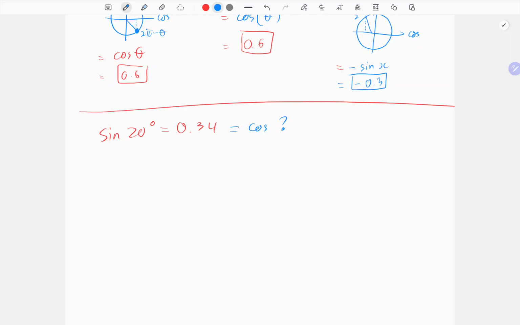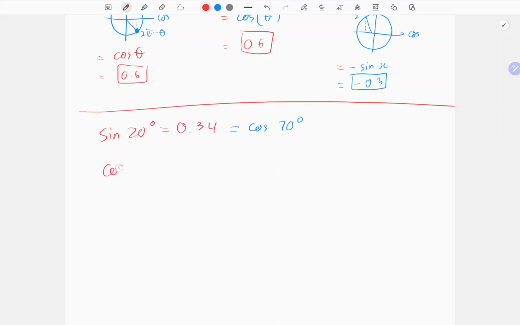The complementary angle, which is 90 degrees minus that, which is 70 degrees. If you punch in cos 70 degrees, the answer is exactly the same. All right, you see a little bit of a pattern here.